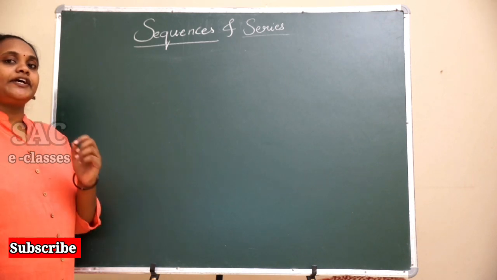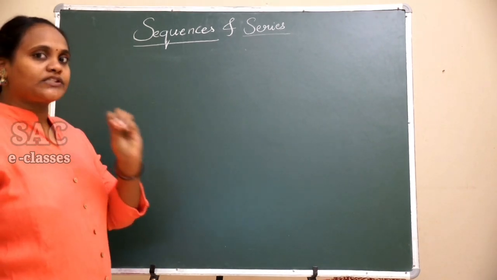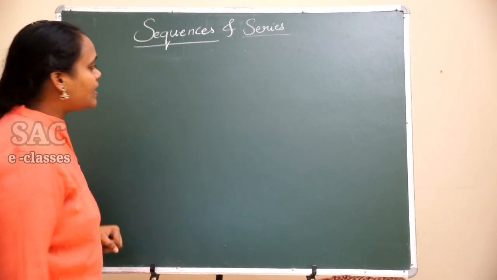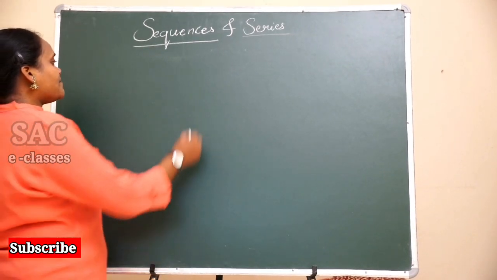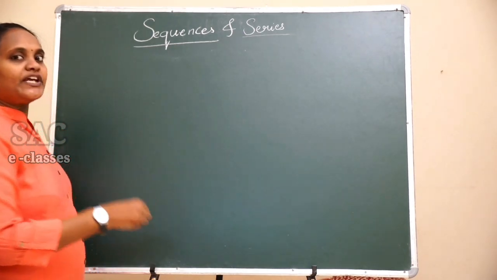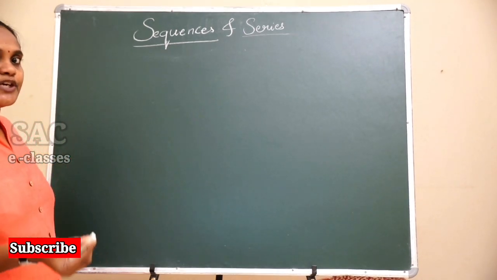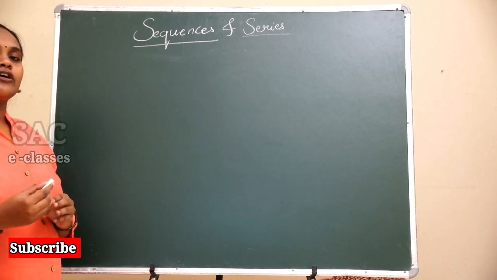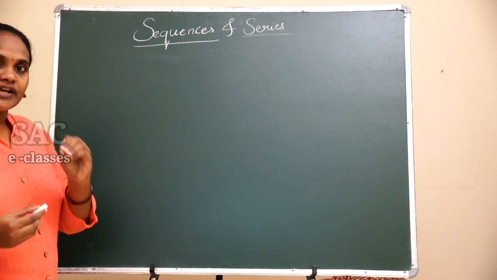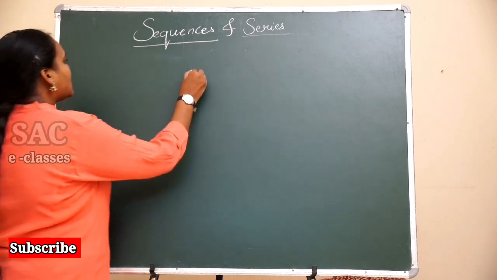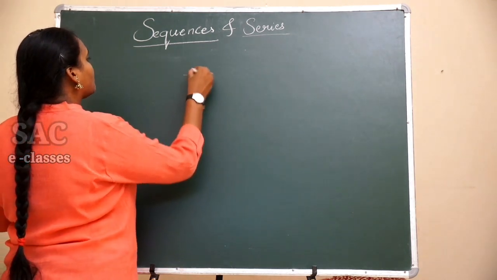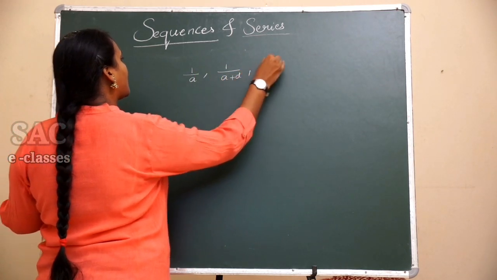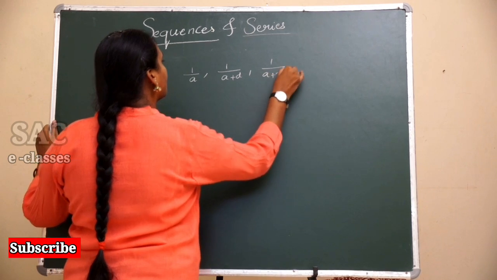We have completed the two kinds of progressions: arithmetic progression and geometric progression. Now we are at harmonic progression. If the terms are said to be in harmonic progression, nothing but HP, their reciprocals must be in AP. Then we call such terms as being in HP. So the general terms of the HP are 1 by a, 1 by a plus d, 1 by a plus 2d.